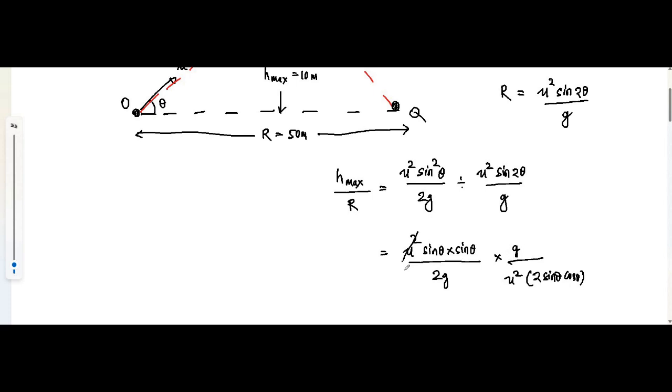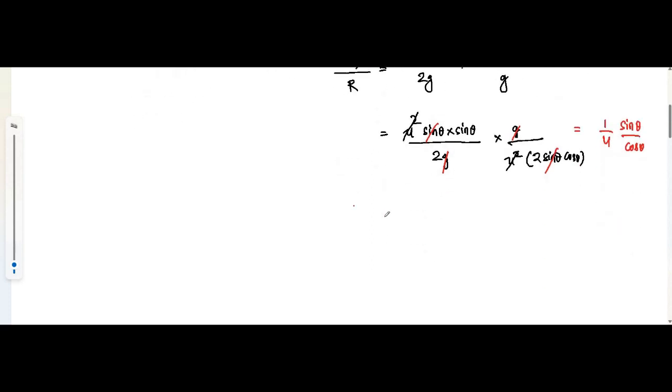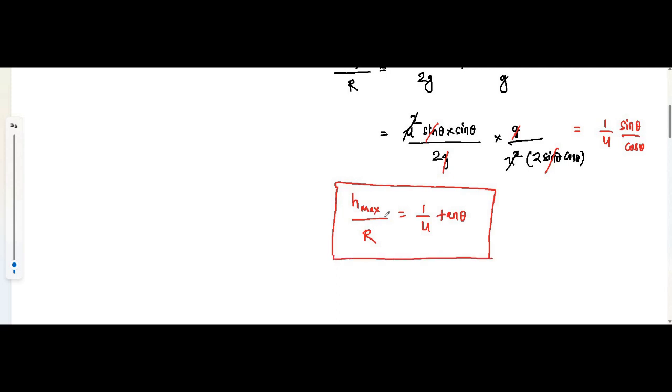Here U square gets cancelled, G gets cancelled, sine theta gets cancelled. So we have 1 by 4 sine theta by cos theta, or H max by R is equal to 1 by 4 tan theta. Always remember this important relationship which we have arrived at here: the ratio of maximum height to horizontal range is equal to 1 by 4 tan theta.